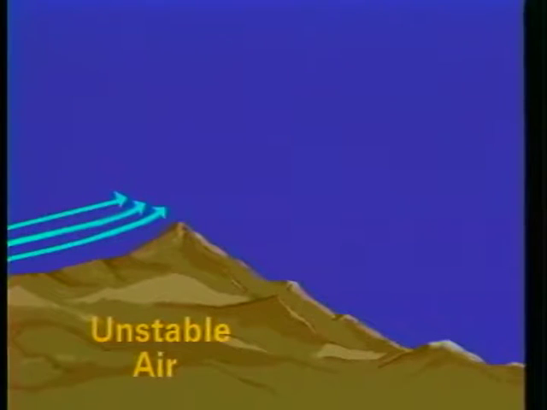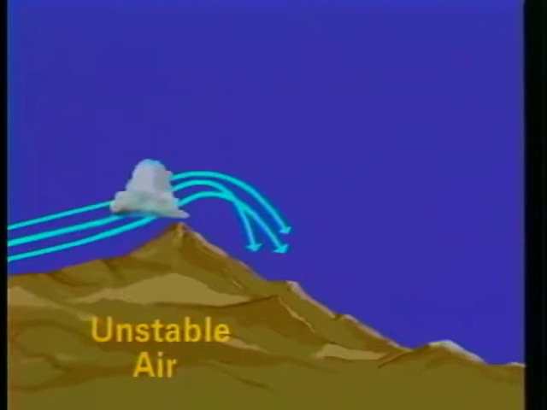If there is enough moisture present, cumulus clouds and possibly thunderstorms may develop. As the wind crosses the ridge, it spills down the leeward side. This may create violent downdrafts which could exceed the climb capability of your aircraft.